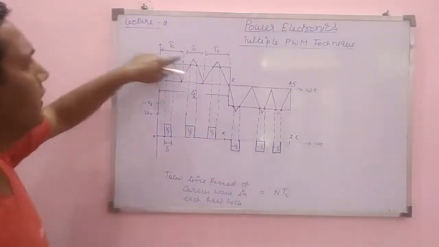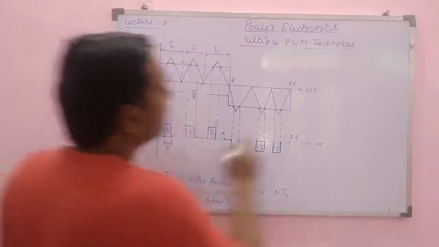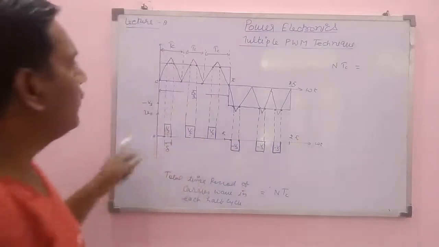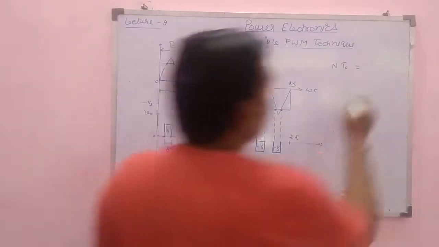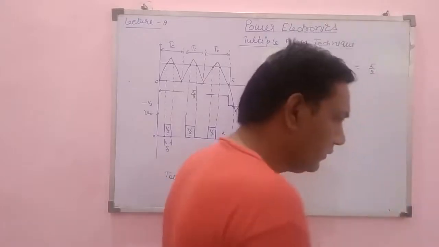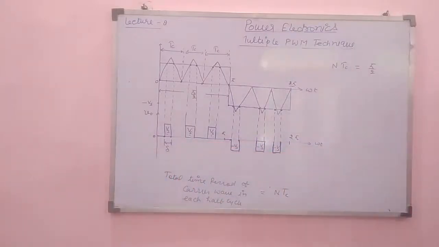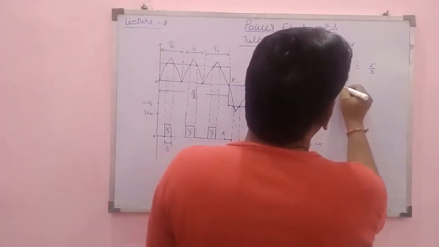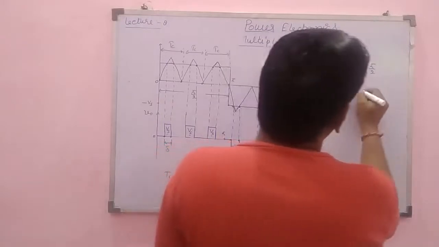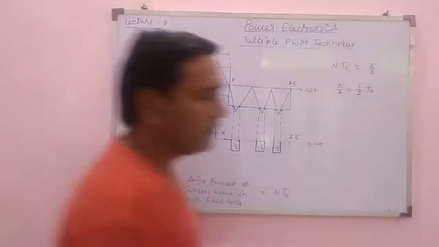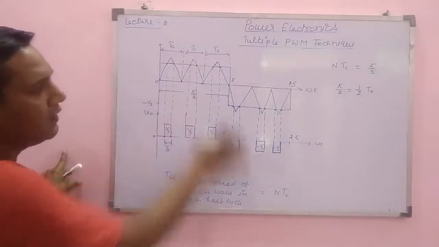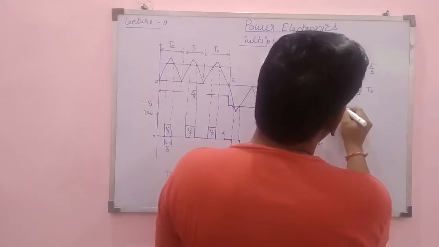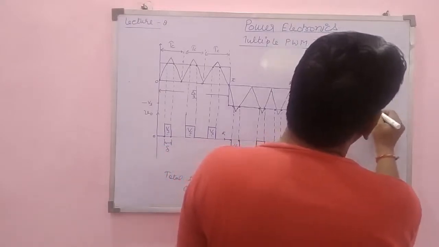So here you can see the number of pulses, total time period is how much? This is equal to the carrier signal's, n into tc is equal to, this is how much? The reference signal's is how much? This is pi by 2, and pi by 2 is nothing but half of the time period of the reference signal. So we can put n into tc is equal to 1 upon 2 into tr.